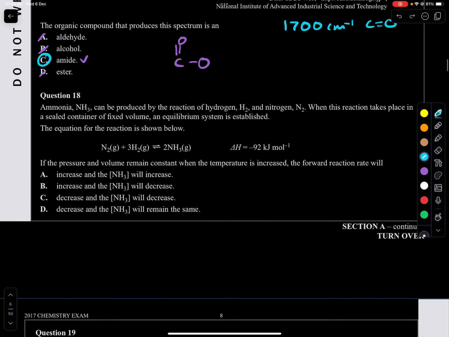So let's move on. Question 18. Ammonia NH3 can be produced by the reaction of hydrogen H2 and nitrogen N2. When the reaction takes place in a sealed container of a fixed volume, an equilibrium system is established.